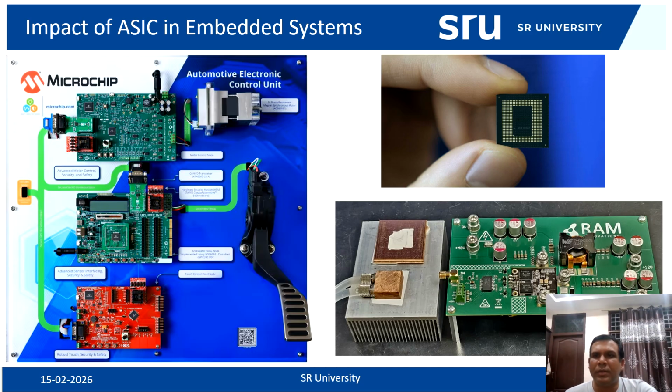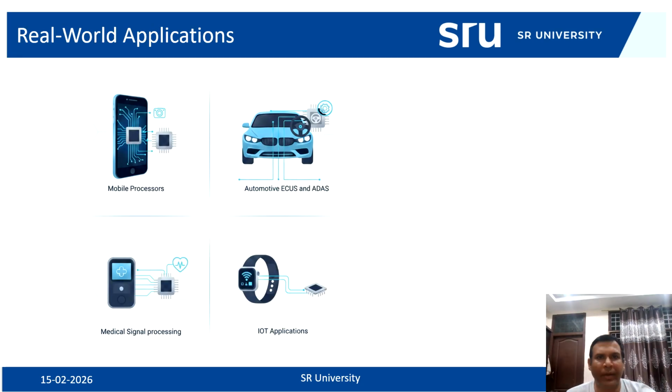Now coming to the next slide on real world applications. So I'm going to discuss here. So mainly ASICs are widely used in many real world applications due to their high performance and low power consumption, compact size and reliability. They play a critical role in improving the efficiency and functionality of modern embedded systems across various industries and mainly in consumer electronics. ASICs are commonly used in mobile processors.